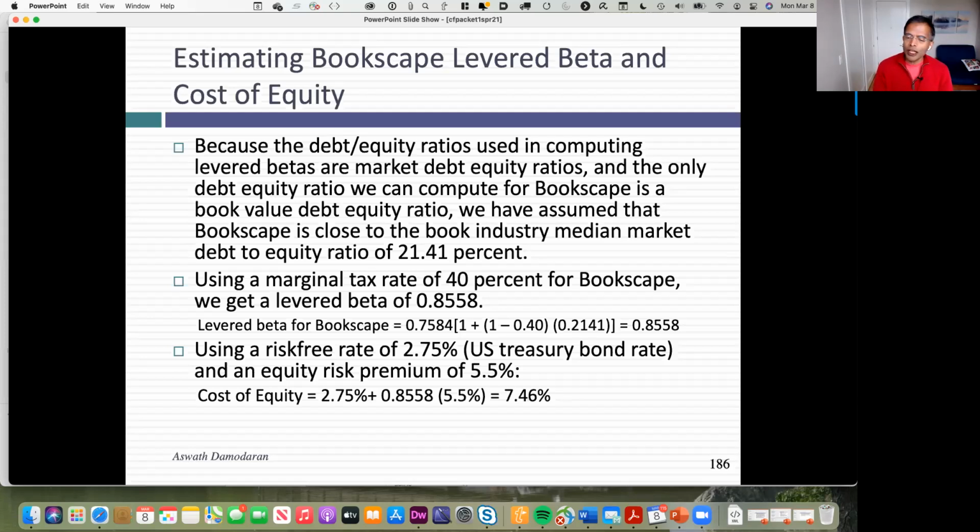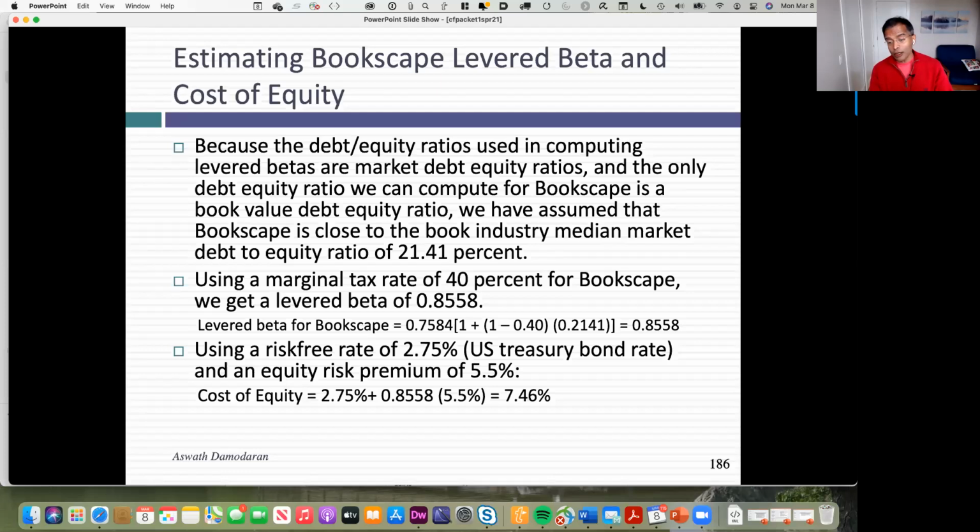So I used the industry average. Those 11 companies I got the betas from, I got their debt to equity ratio. I assumed that that was the debt to equity ratio you needed to be in the book business. And I gave the debt to equity ratio to Bookscape. So here's what I have. I have the unlevered beta for bookstores. I have the debt to equity ratio for bookstores.